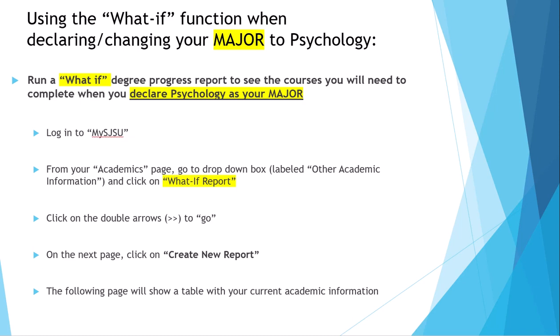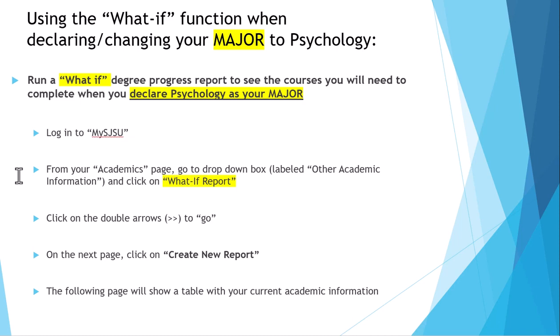as your major. The first thing that I would suggest is to run a what-if degree progress report to see the courses that you'll need to complete when you declare psychology as your major. If you're not familiar with the what-if function, I've outlined the process here for you. Basically, you log into MySJSU, and then from your academics page, go to the drop-down box labeled Other Academic Information, and then click on the What If report.